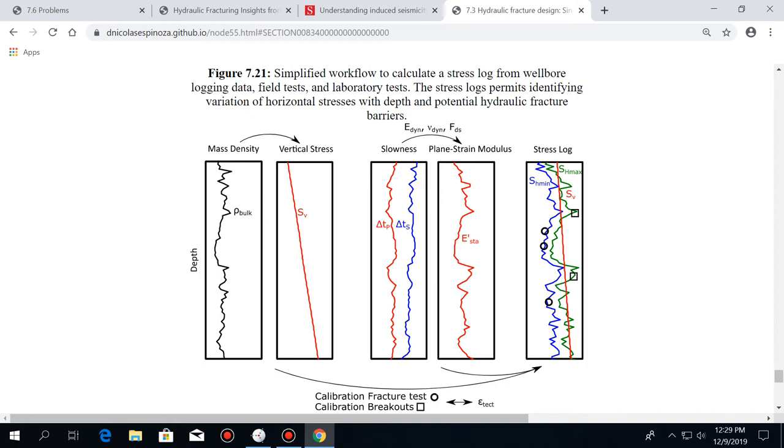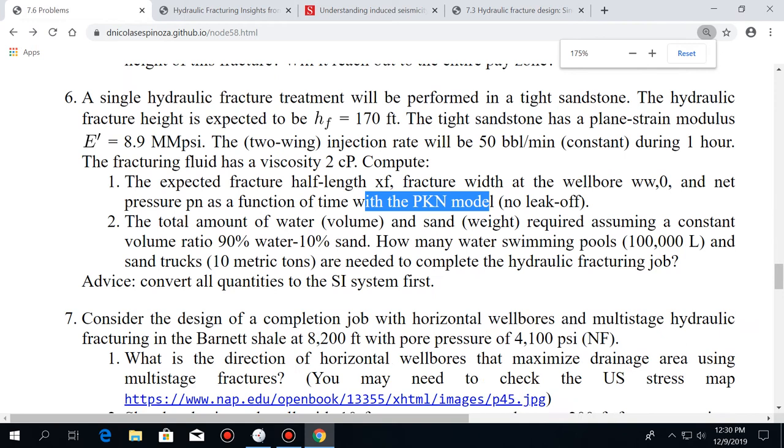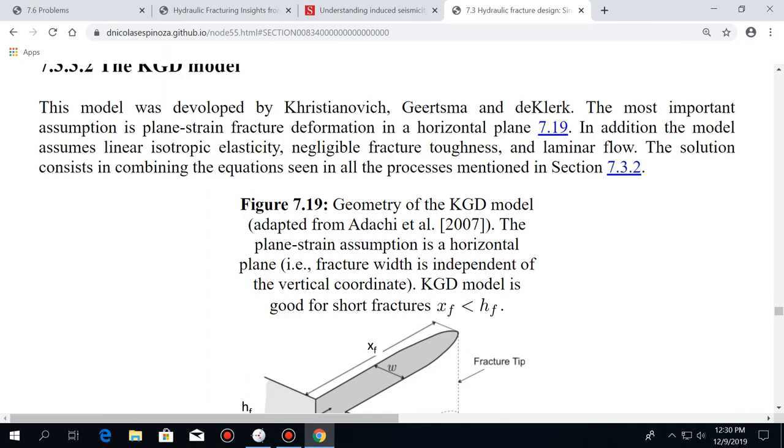All right, let's go then to problem number six. It's a problem that requires using the equations of the PKN model. You have a fracture height, you have an injection rate for the entire wellbore. So remember to divide that in two to get just one wing. And then after that, you have to compute the final volume of the fracture, and based on that, how much water and how much sand you need to use. Did you guys finish that problem? No? Well, some of you did, but basically, you have to compute these three things: fracture half length, fracture width with the PKN model, which is this one.